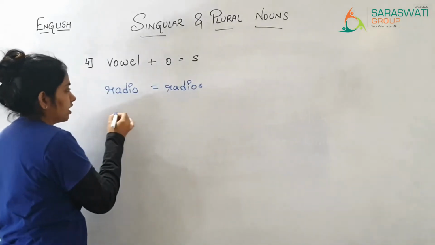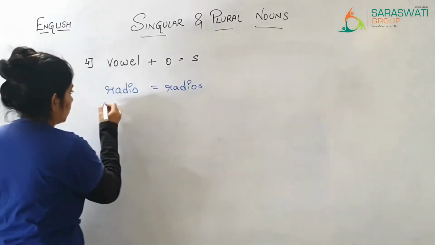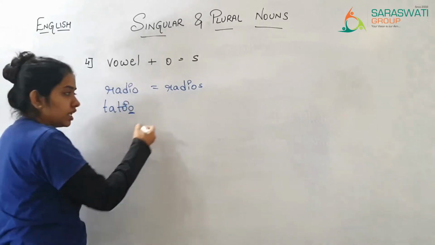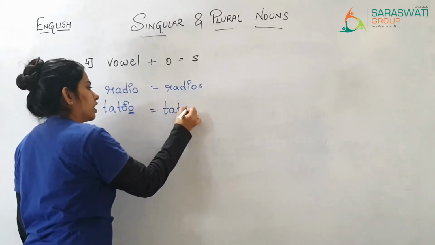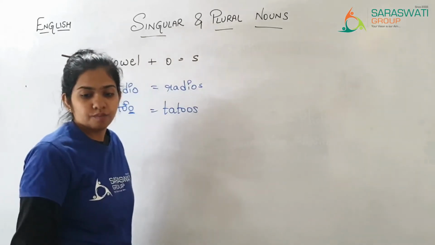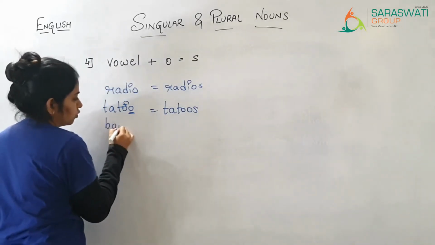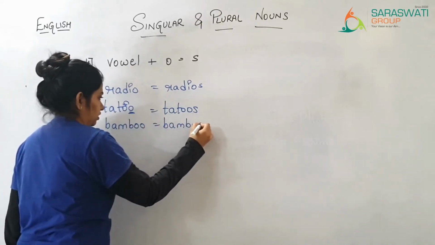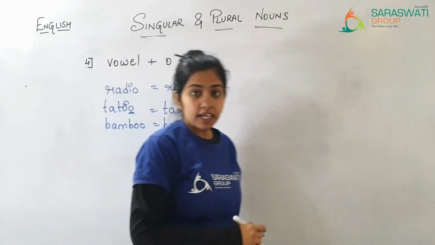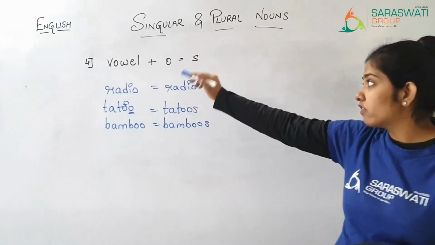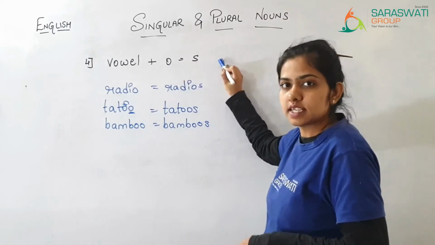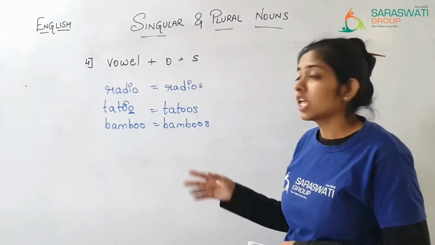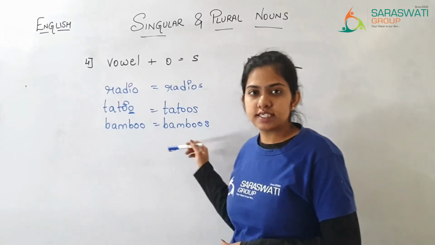right? Then if I say tattoo, O previous letter is also vowel, so tattoos. Then bamboo, bamboos, right? So the fourth rule is vowel plus O equals to S. Just note it down in your book. Okay, so you have noted this rule.